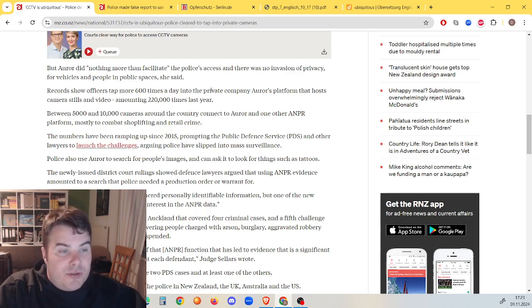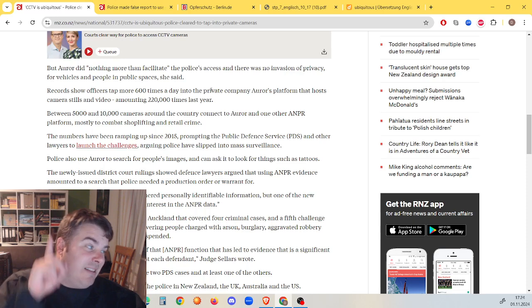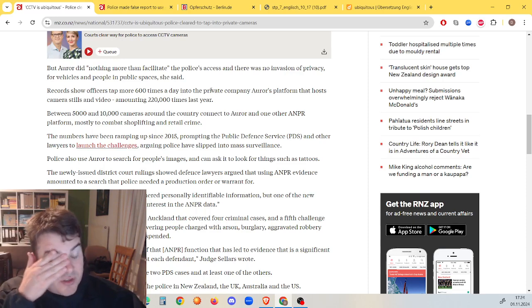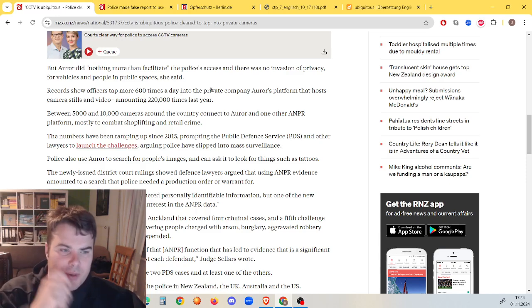Records show officers in New Zealand tap into a private company's platform that hosts camera stills and videos more than 600 times a day, amounting to 220,000 times last year. Between 5,000 and 10,000 cameras around the country connect to Aurora and one other ANPR platform, mostly to combat shoplifting and retail crime. This is what I was talking about. They say it's between 5,000 and 10,000, but it's higher. Just from the vibe I got from being there, it was everywhere. That was the biggest culture shock I noticed in New Zealand: these cameras were common before, but now they are everywhere.